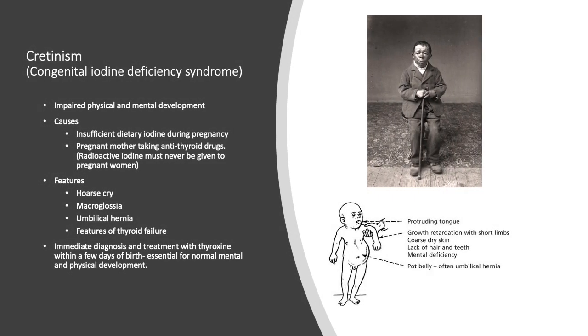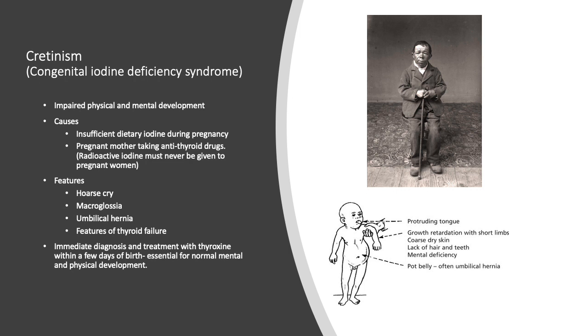So the cretinism is due to total failure of thyroid development. It's also called congenital iodine deficiency syndrome. It is mainly due to the poor dietary iodine during pregnancy. It also happens when the pregnant mother is taking antithyroid drugs, especially carbimazole for hyperthyroidism.